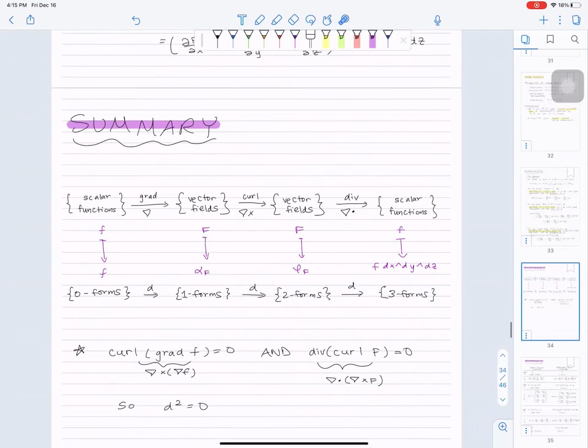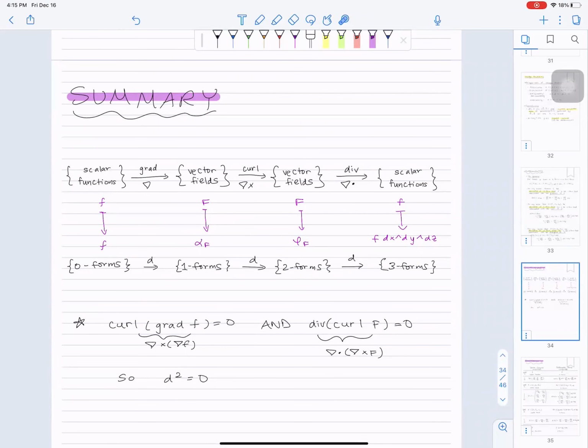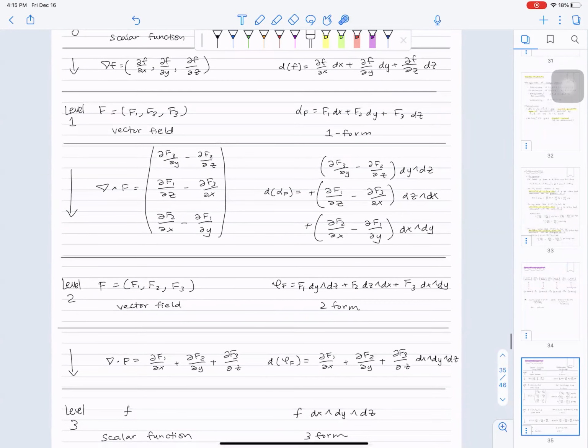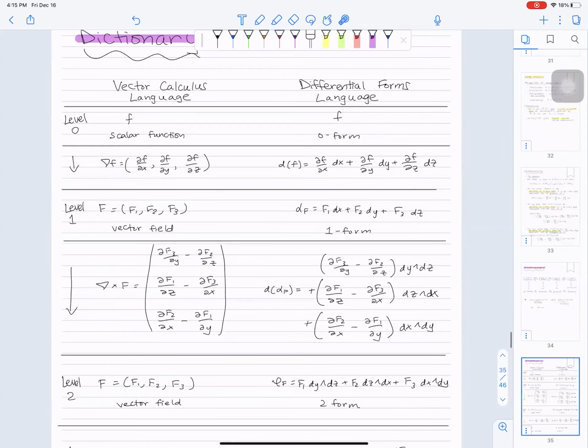Okay, and with this summary, we have this diagram. This was the vector language, and the forms language is the same. If you do any two derivatives in a row, you'll get 0. So if you take the derivative twice, you get 0. Okay, and here was the dictionary, which I'll let you guys look at.